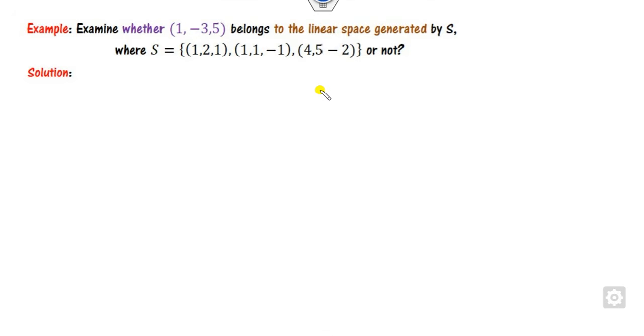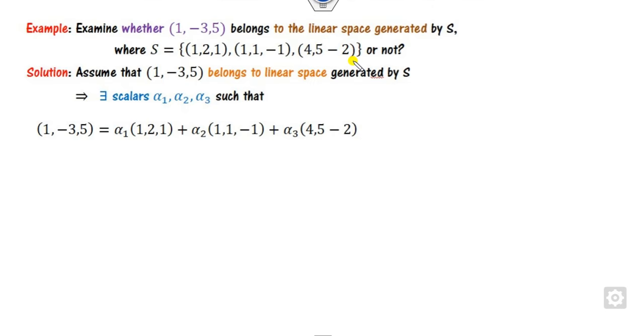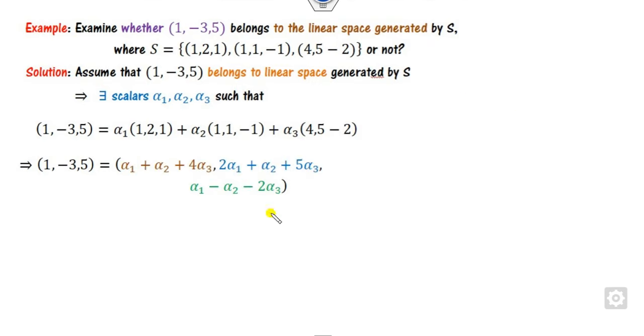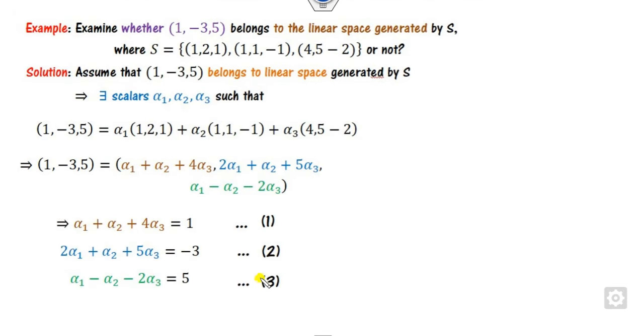Check whether this is a linear span generated by this. What is the meaning of linear span? You have to check whether this is a linear combination of these elements or not. That's very simple. You can write it as a linear combination. If you are able to get the values of alpha 1, alpha 2 and alpha 3, then your answer is yes. If you are unable to get these values, then your answer will be no. You can equate the coefficients. Once you equate the coefficients, you will get these results.